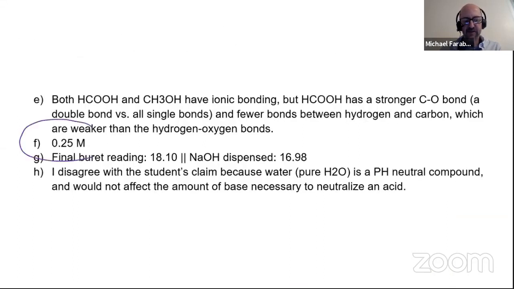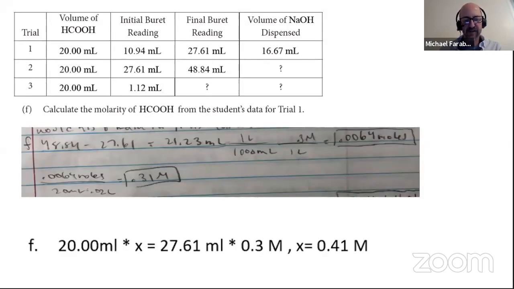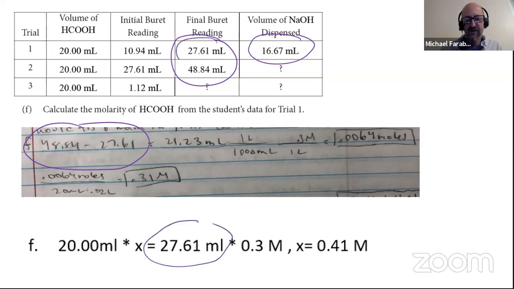Reminder, if you're going to type your answers, you have to show work. In part F, all I see is the correct answer, but I don't see any supporting work, so be careful that you don't fall into that trap. Some other misconceptions: the person that did this calculation was using the final burette readings from trials 2 and 1 instead of using the volume of the titrant in trial 1. And this person down here used the final burette reading instead of the volume of titrant. So that's a mistake from reading the table.